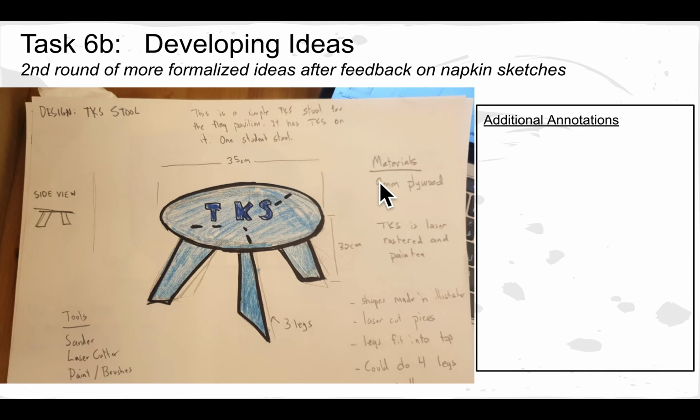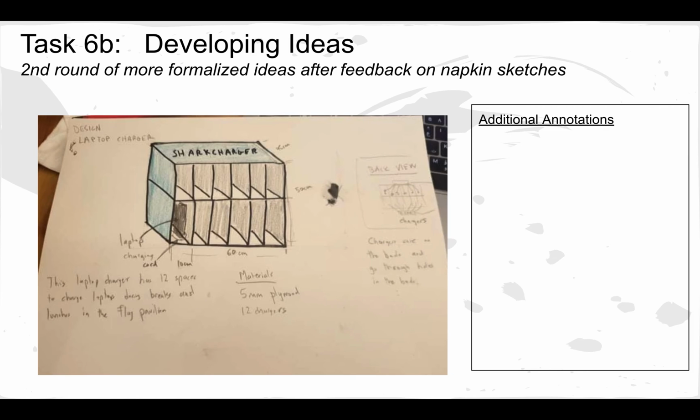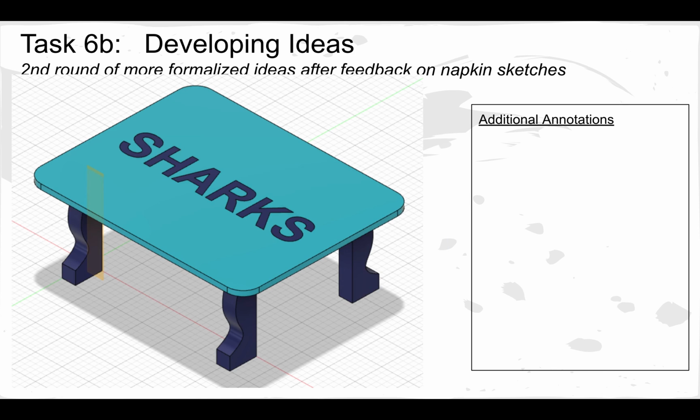TKS stool, while themed and colored correctly, it only holds 1 person and it's too simple, and we are doing a group project, so I want to try to think bigger. The shark charger, while functionally got a lot of good response, this would be something good to put in the flag pavilion for people to charge their laptops during breaks and lunches or before school. It's not very interesting. It's a shark charger on the top. So as a design, and it's lots of parts, which would be cutting lots of pieces out and assembling. I didn't like this one, so I discounted it.